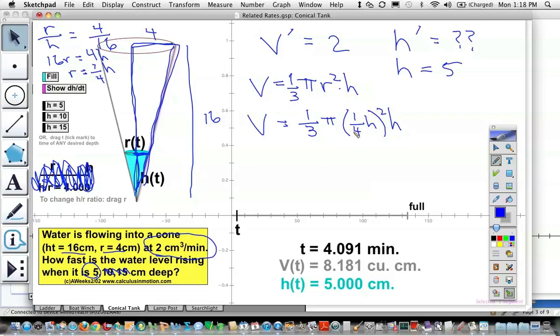So if we square 1/4, that's 1/16. Times the 1/3, that'd be 1/48 pi. Then we'd have h squared times h, which is h cubed. So you definitely want to take that and simplify it down to here.